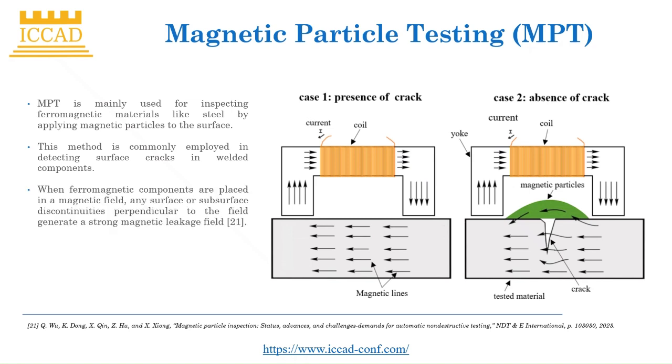When ferromagnetic components are placed in a magnetic field, any surface or subsurface discontinuity perpendicular to the field generates a strong magnetic leakage field. This field attracts ferromagnetic particles to the discontinuity location, creating visible indication of flaws.